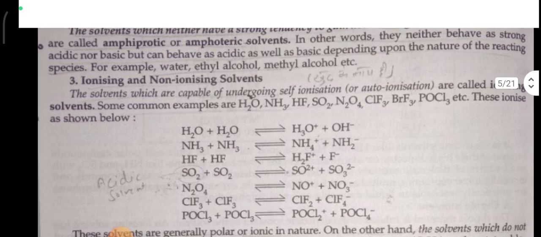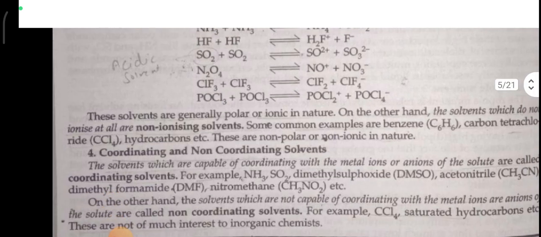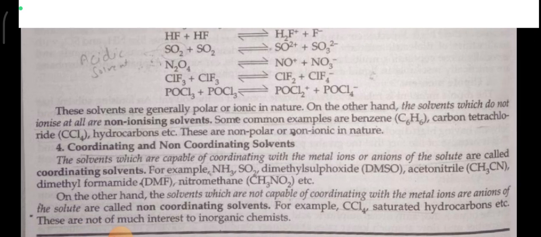For example, H2O, NH3, HF, SO2, N2O4, SClF3, BrF3, POCl3. These solvents are generally polar or ionic in nature. On the other hand, the solvents which do not ionize at all are non-ionizing solvents. For example, benzene, carbon tetrachloride, hydrocarbons, etc. These are non-polar or non-ionic in nature.